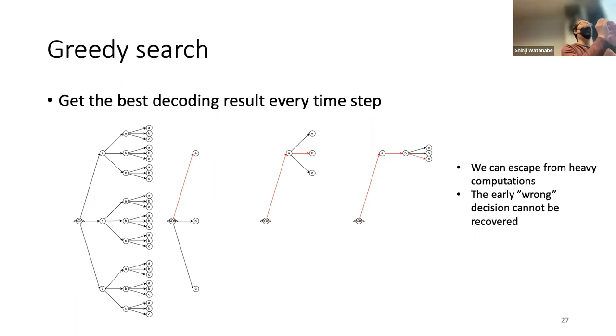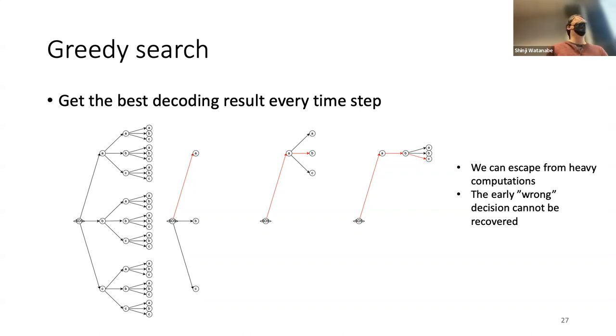Even if we have a very long sequence or a very large vocabulary size, it is not going to be exponential. The computation increases only linearly. So this approach is one of the biggest approximations, instead of doing the full search.